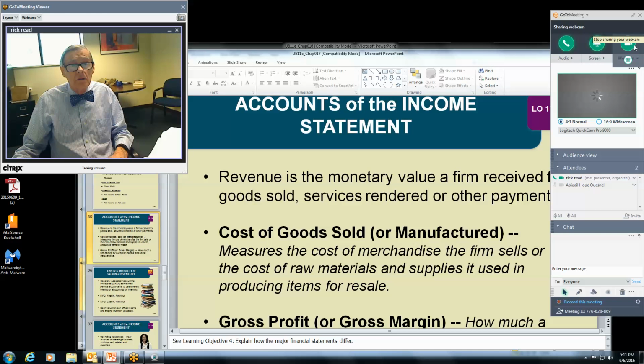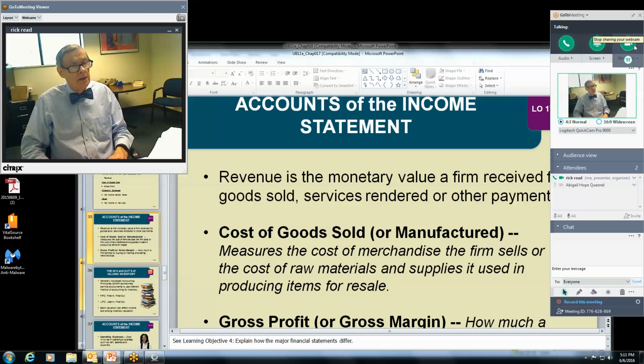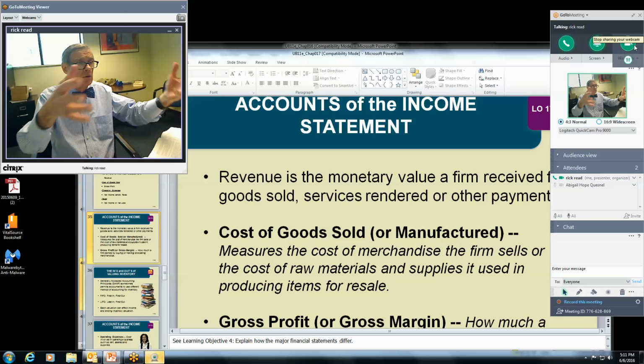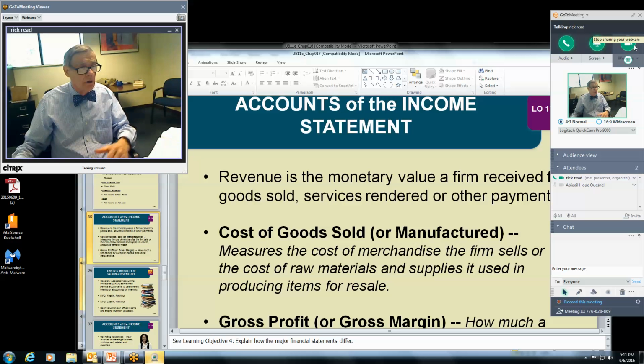Revenue is what we've taken in. And then the cost of goods sold or manufactured measures what we purchased, the cost of merchandise we sold, or the cost of raw materials and supplies used in producing items for resale. And then gross profit or gross margin is how much we have made less those, and we have before we get into our expenses, etc.